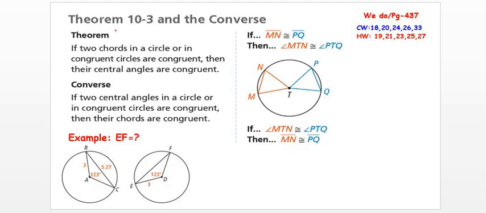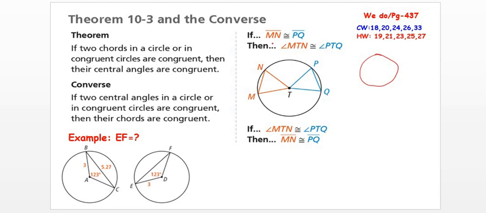It's theorem number 10.3. The theorem says if two chords in a circle or in congruent circles are congruent, then their central angles are congruent. Now let's discuss only a single circle. For example, if you have a circle and you have two chords in the circle of the same size. Look at this. Here we have two chords MN and PQ. So this is the first one.